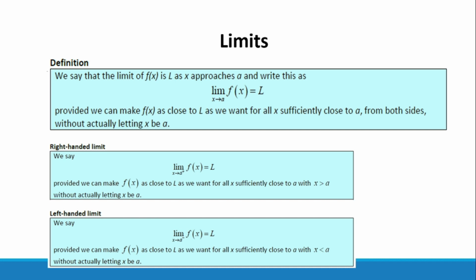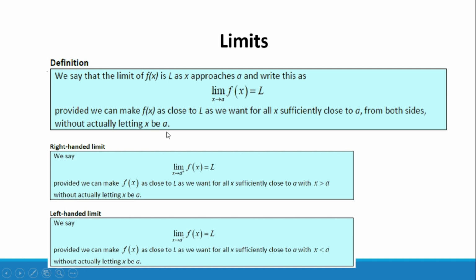We say that the limit of function f(x) is L as x approaches a, and write this as limit as x approaches a of f(x) is equal to L. So the limit as x approaches a of f(x) is equal to L, provided we can make f(x) as close to L as we want for all x sufficiently close to a from both sides without actually letting x be a.